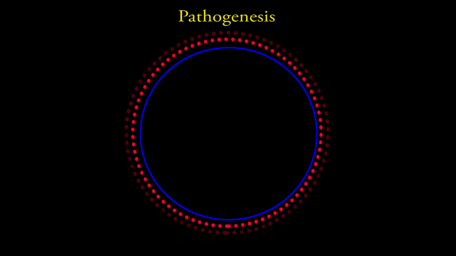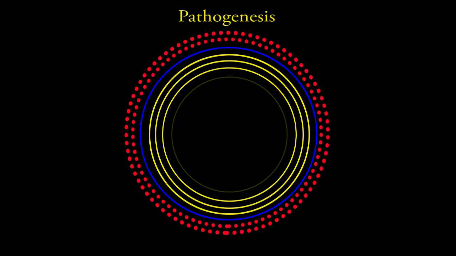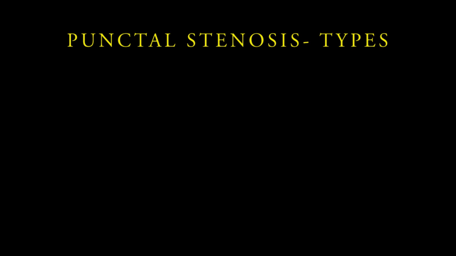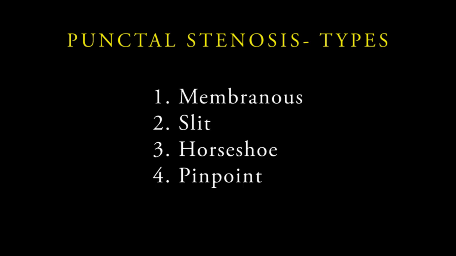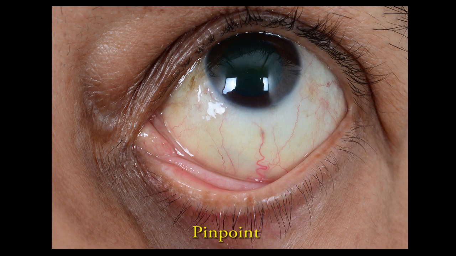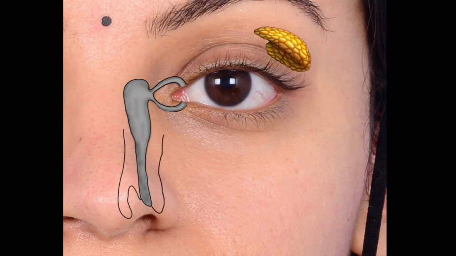Chronic inflammation of the external punctum leads to gradual fibrotic changes in the ostium, followed by progressive occlusion of the duct. Based on the shape of the external punctum, punctal stenosis is of 4 types: membranous, slit, horseshoe, or pinpoint. Few more shapes have been described by the OCT. There are several treatment options available for punctal stenosis. The basic principle is to create a patent punctal opening and improve the drainage of tears while maintaining the function of the lacrimal pump.